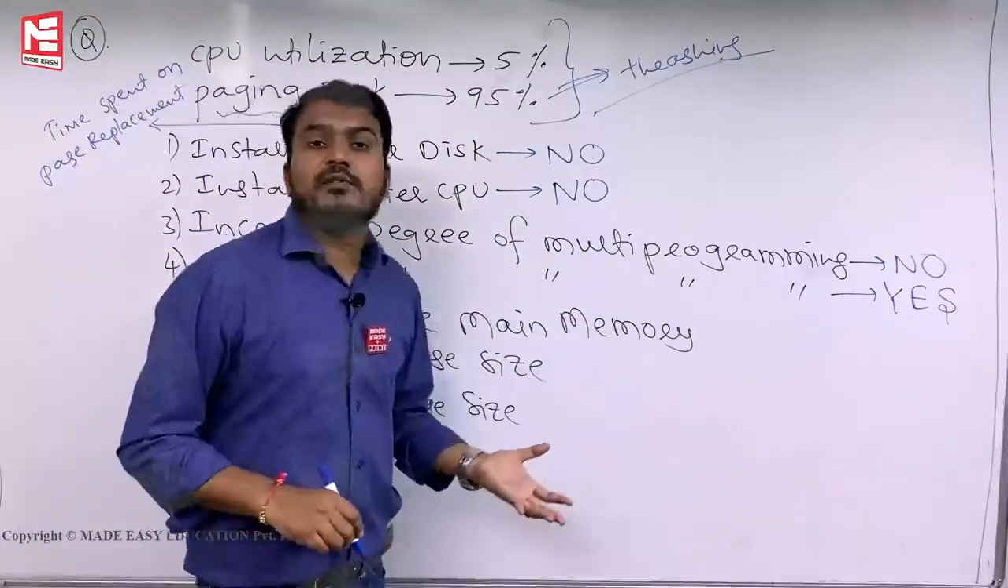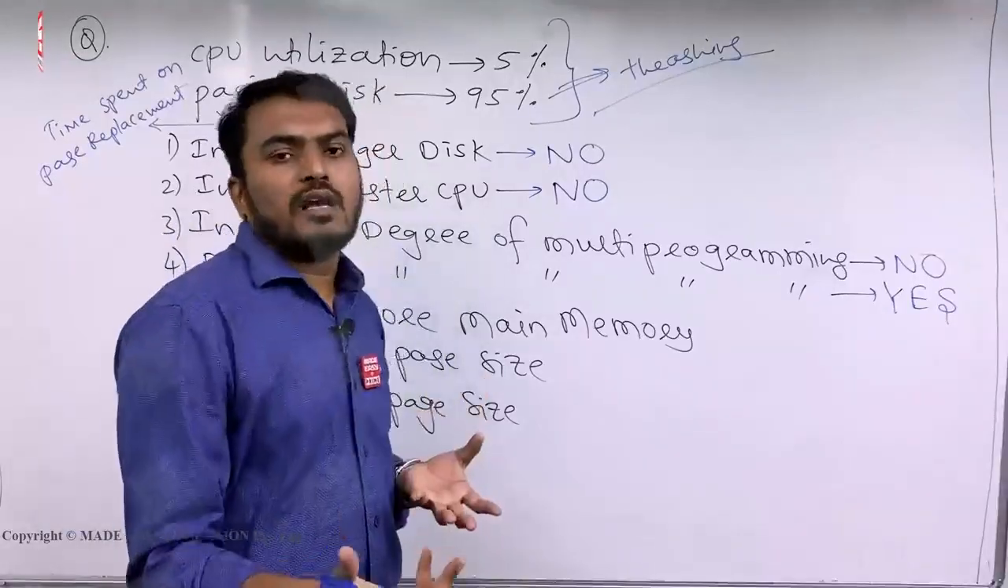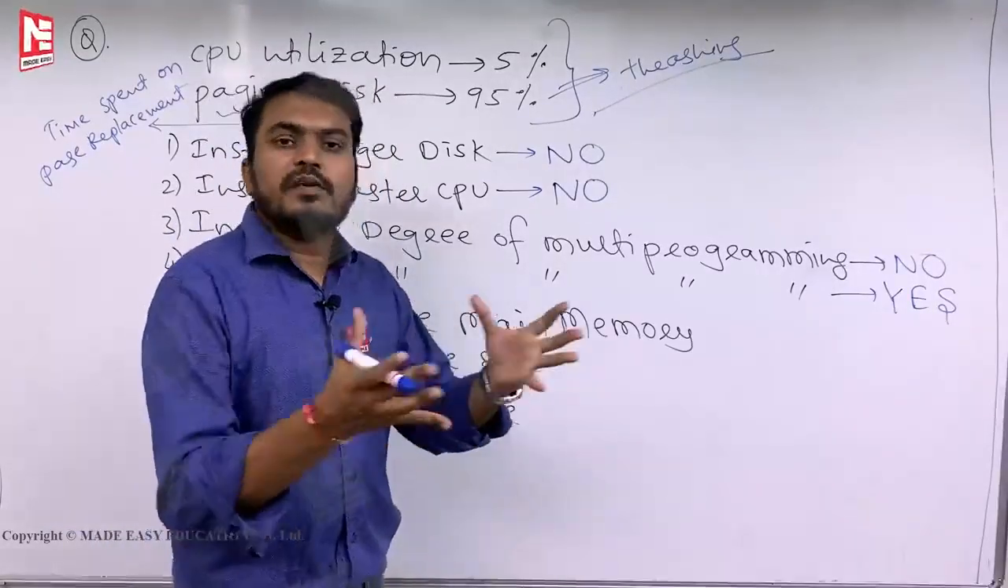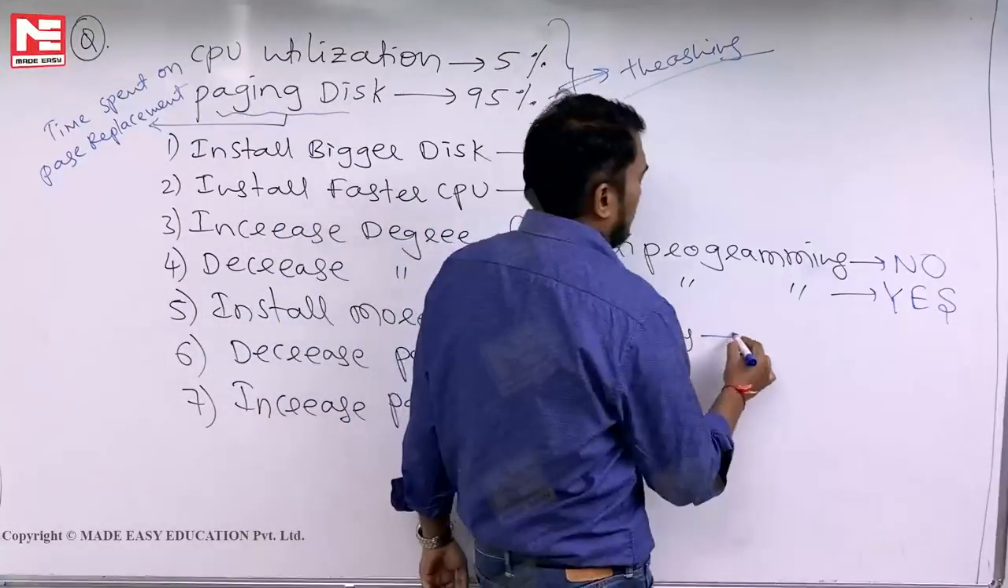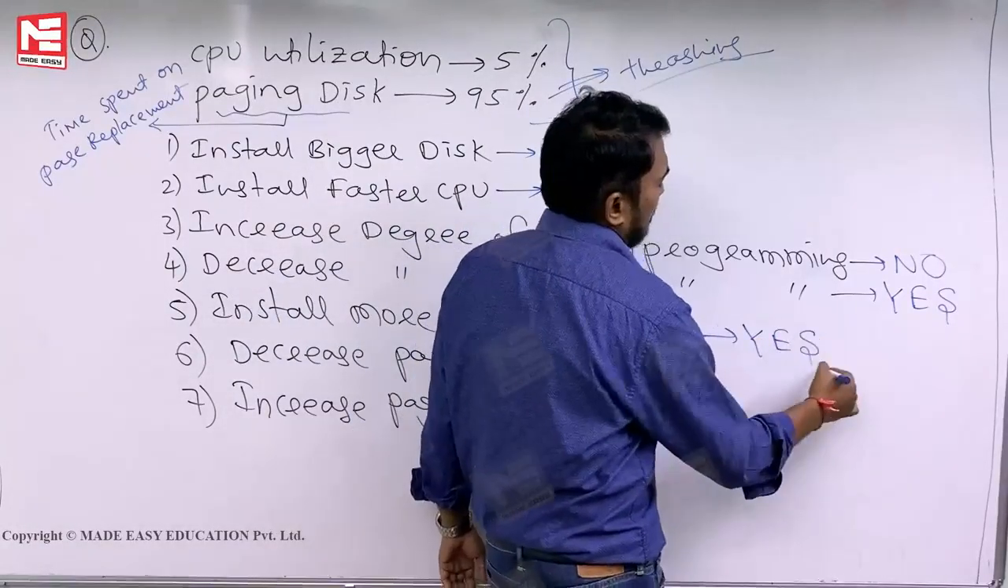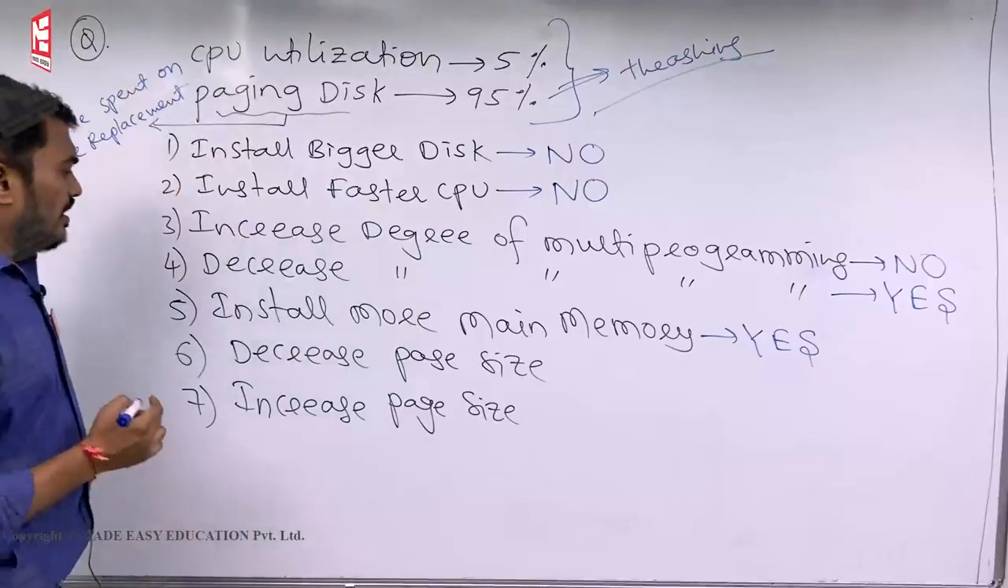Next, understand: install more main memory. If I install more main memory, obviously, main memory increased, then what will happen? Main memory will be comfortably used by the processors. Then obviously that will increase the CPU utilization. So that is a yes.